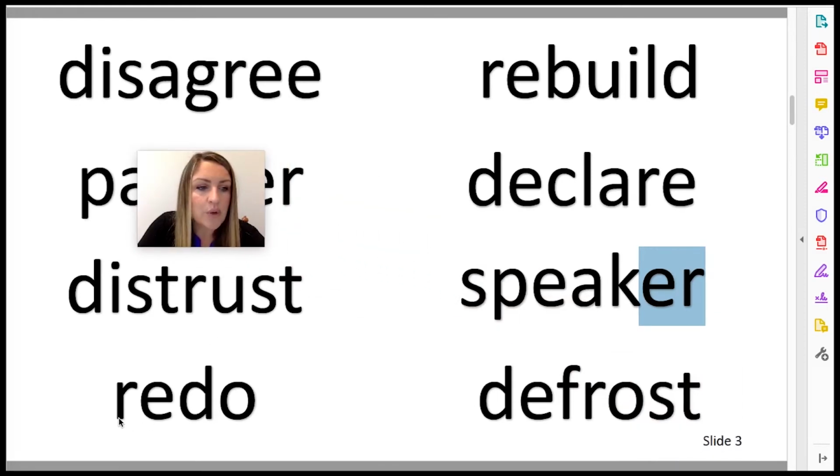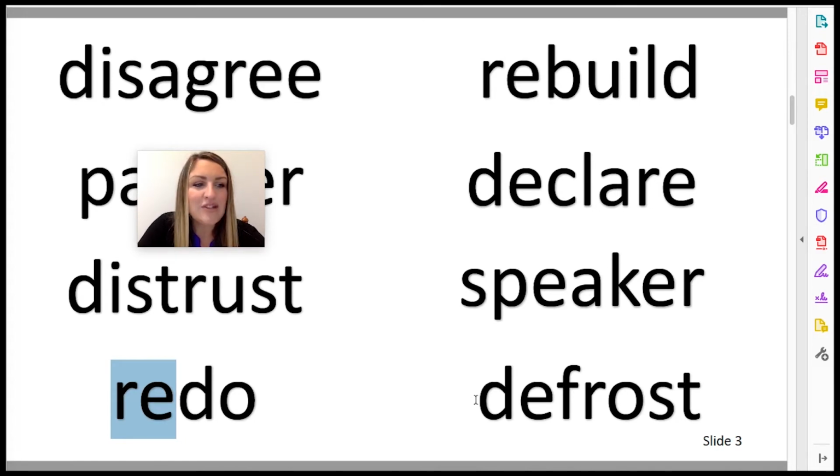Let's look at our next word. Redo. Do you see any prefixes? Good job. Re. I'm going to put a box around it. What does re mean? Nice job. It means again. And what is the base word? Let's go ahead and underline it. Do means to perform an action. So what does this word mean? Yes, it means to perform an action again.